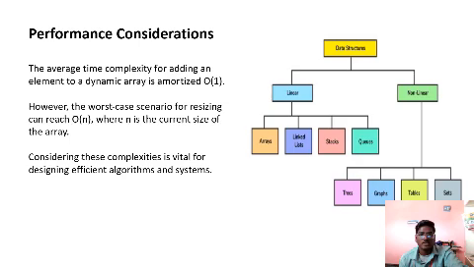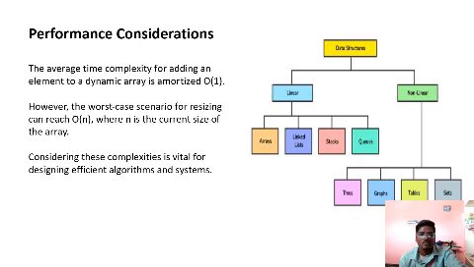Performance considerations. The average time complexity for adding an element to a dynamic array is O(1). However, the worst case scenario for resizing can reach O(n), where n is the current size of the array. Considering the complexities is crucial for designing efficient algorithms and systems.